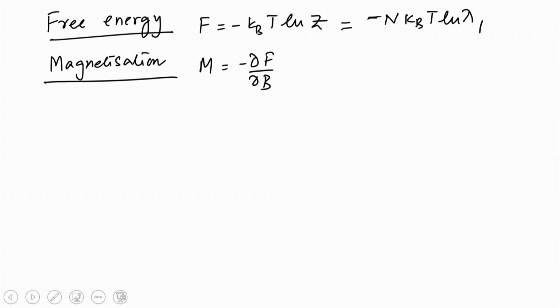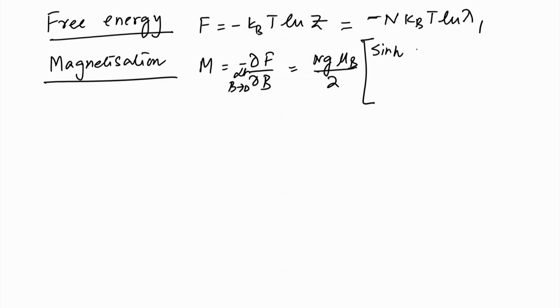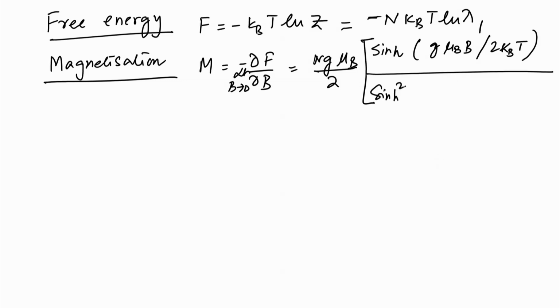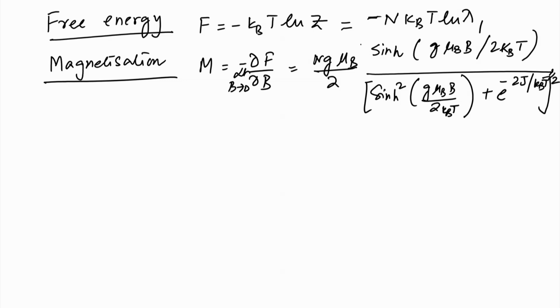Of course, in the limit B going to 0, that is what the definition says. So, we will have the limit B going to 0 here, and this is equal to n g mu B by 2. You should do it and check, it is a very simple algebra: g mu B by 2kT, and we have a sinh square of g mu B by 2kT plus exponential minus 2J by kT, whole to the power half.